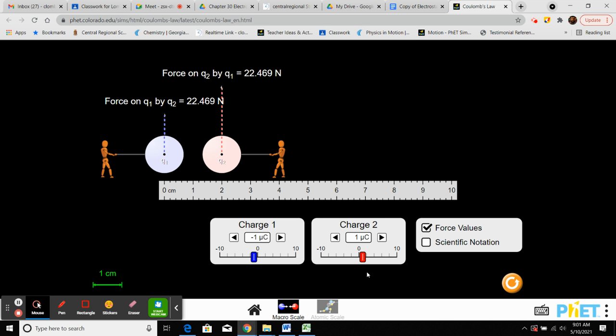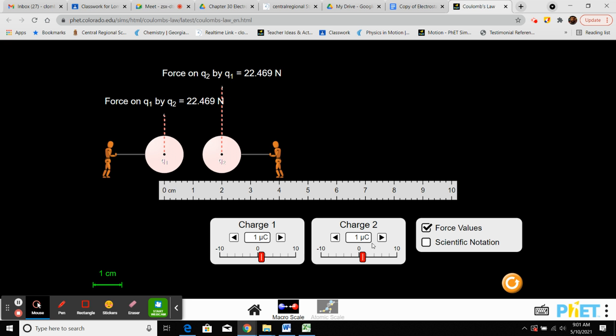So right now we have 1 and -1. Now they're attractive. Guess what? It's the same number. And what was the last number we did? 22.469 times 4. So if we crank this to 4, we should get our 89.876. Oh, dang. So these seem to increase by the same amount each time as I change just one of them.